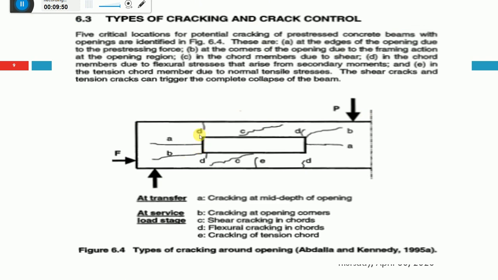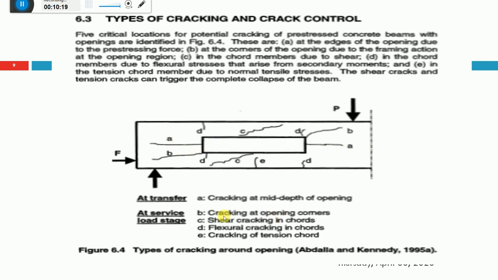If you see the normal cracking, it comes like this, like this, like this, but this crack is different. You can see the crack like this and like this. So if you have some rotation for this, how will that crack be? Cracking at the mid depth of the opening. The first crack will happen at the mid depth of the opening, horizontally, because why? We are applying the force in this direction, so the stresses will be higher.